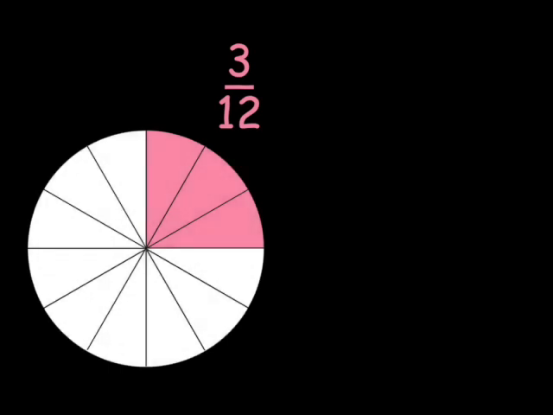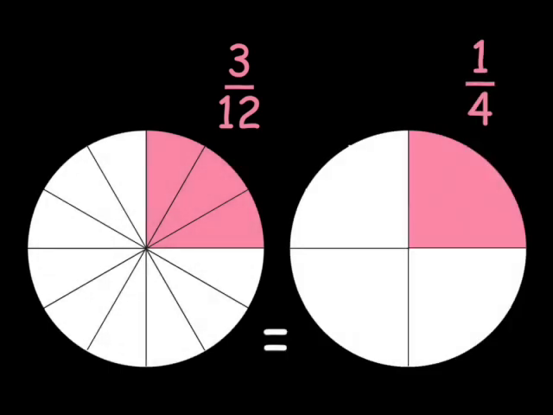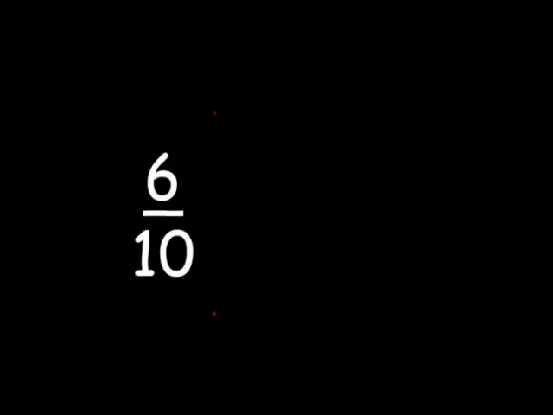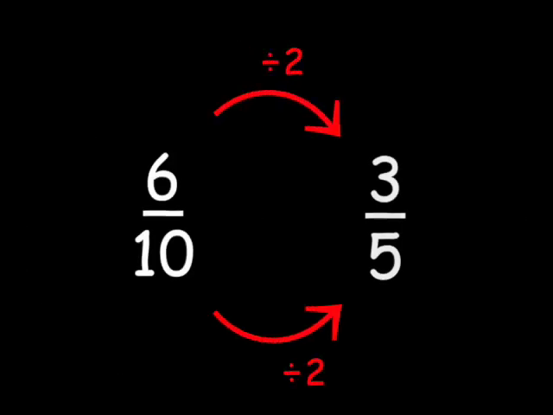Here's the same thing shown with a diagram. As a last example, with 6/10, you can divide top and bottom by 2 to give 3/5. Cancelling is nearly always a good idea to make numbers easier to handle, but there are some fractions which cannot be simplified by cancelling.